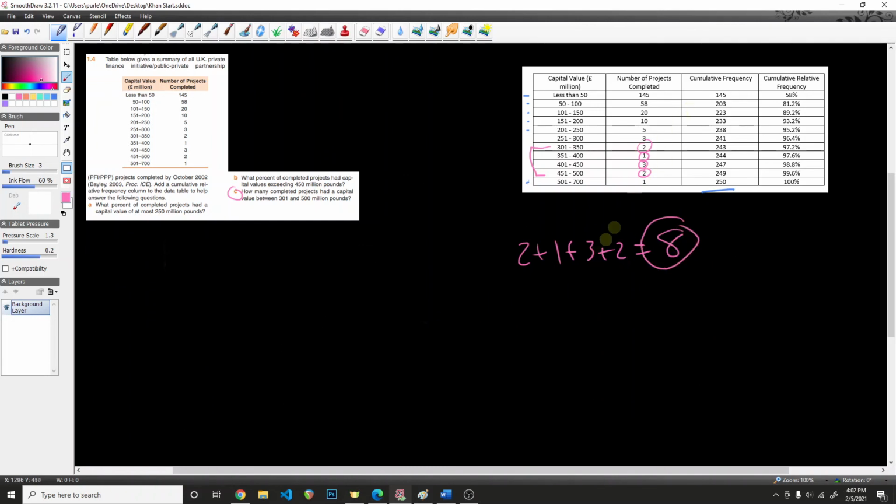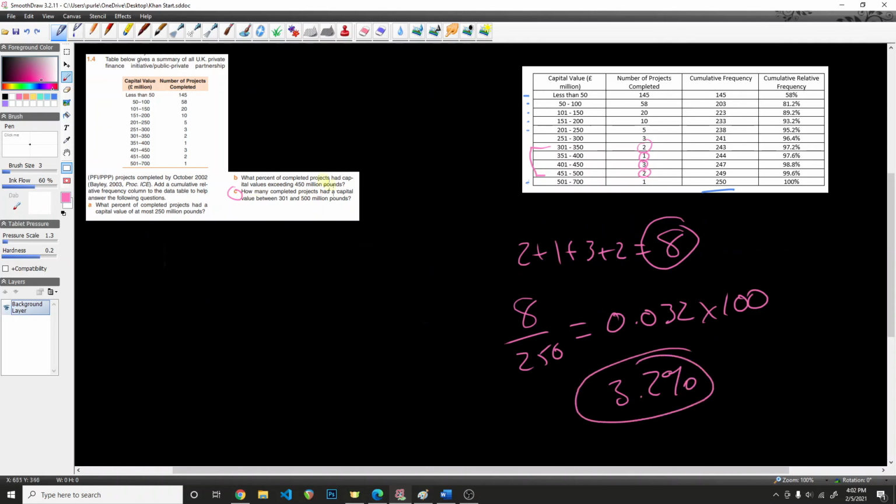And if you wanted to know what that was as a percentage, again, we could just divide 8 into 250, and that would give us 0.032, which we need to multiply by 100, and then that will give us 3.2%. So if somebody were to ask you what percent of projects have a capital value between 301 and 500 million pounds, the answer is 3.2%.